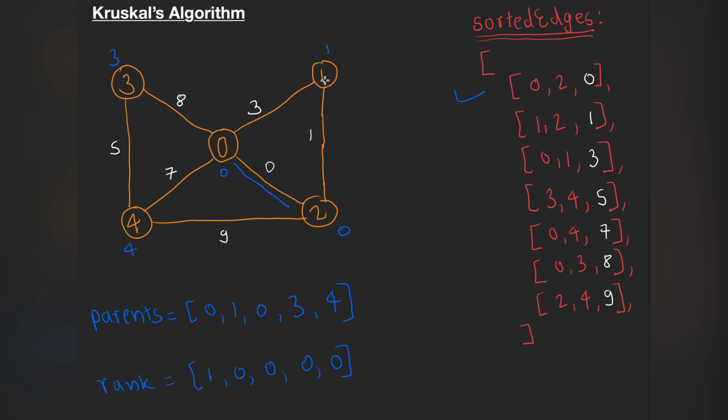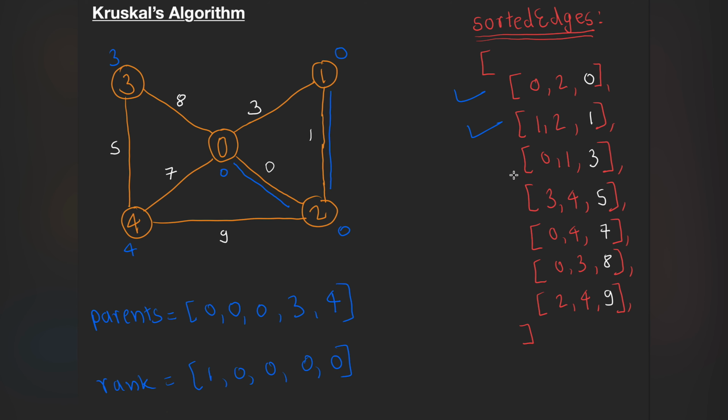Vertex 1 has parent 1. Vertex 2 has parent 0. Since both the parents are different, we need to do the union of vertex 2 and vertex 1. We'll check what is the rank of the parent of 2. It's 1. The rank of the parent of 1 is 0. Since the rank of 0 is more, we'll make 0 the new parent. Now this edge is also complete, and we'll add this edge into our final answer.